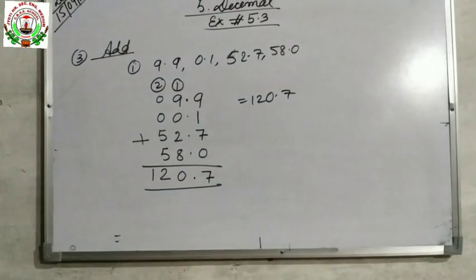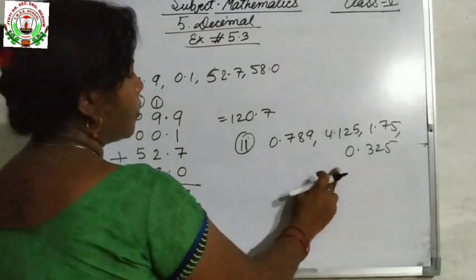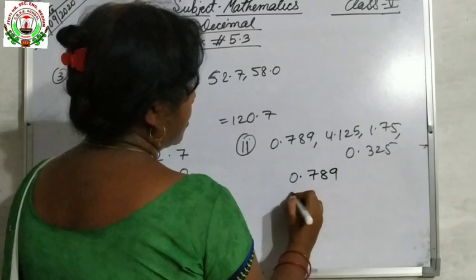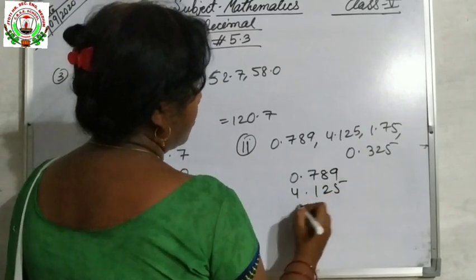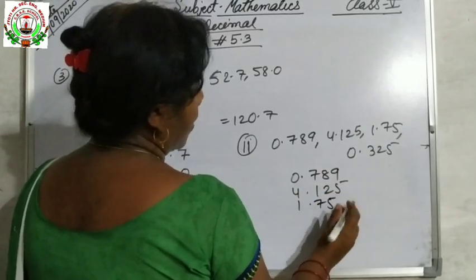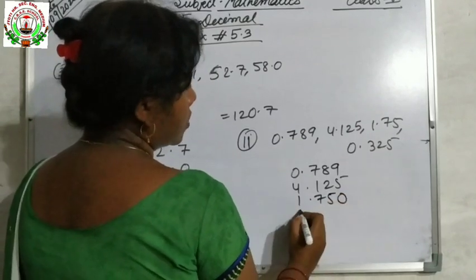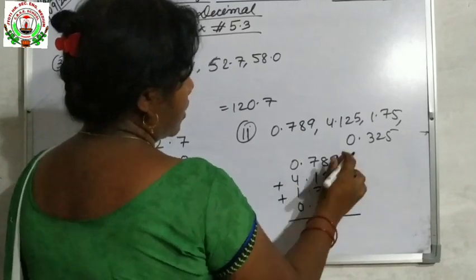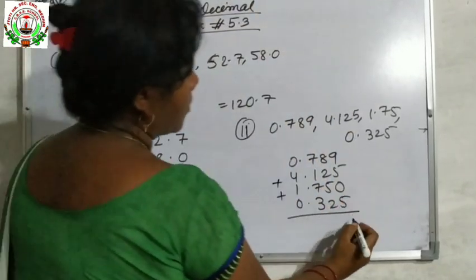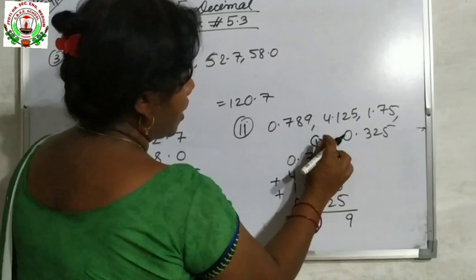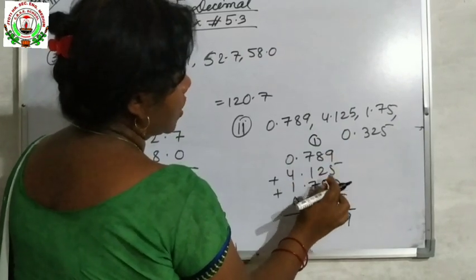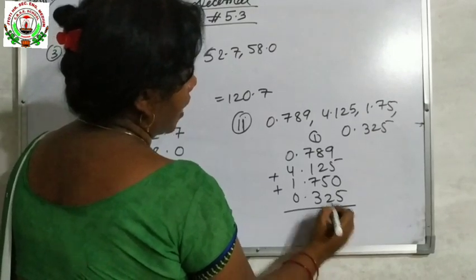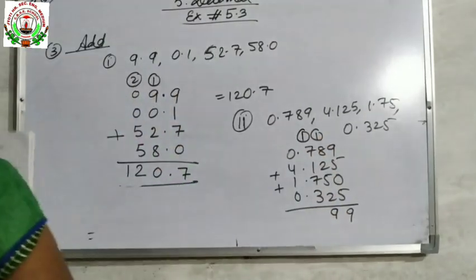Understood? Now the next question, question number 2, is this one. You will write 0.789, 4.125, 1.75. Here is a vacant place, so you will put 0 here. 0.325. 9 plus 5 is 14. 14 plus 5 is 19. 9, 1 carry. 8 plus 1 is 9. 9 plus 2 is 12. 12 plus 5 is 17, 18, 19. 9, 1 carry. Then 7 plus 1 is 8.